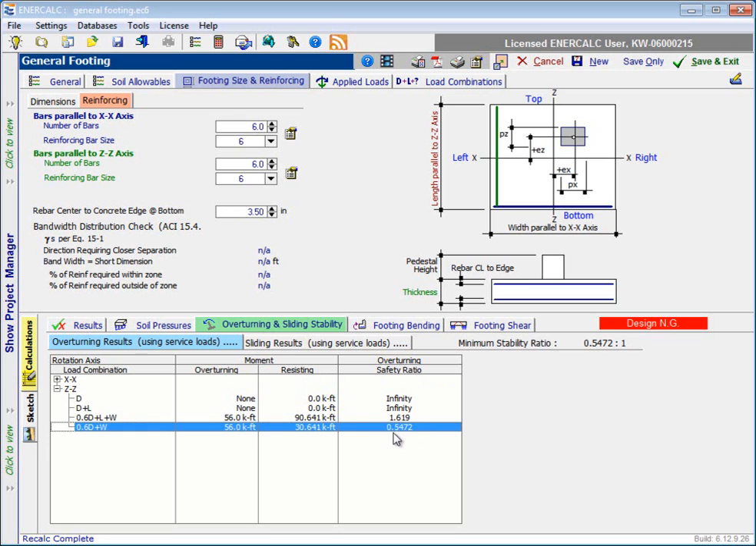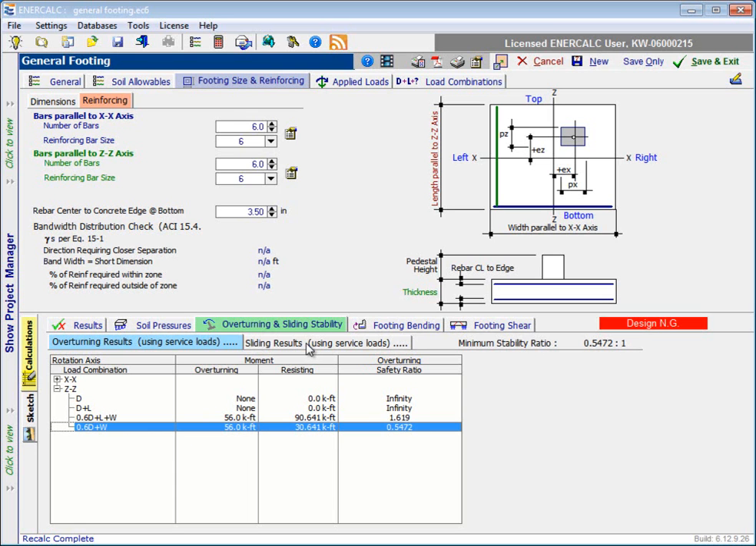Notice that we have a situation here where we have an overturning ratio that needs to be addressed. And again, that doesn't come as a surprise to us because we haven't optimized this footing yet. But here we can see exactly what is driving that overturning ratio based on the load combination that's causing those values.